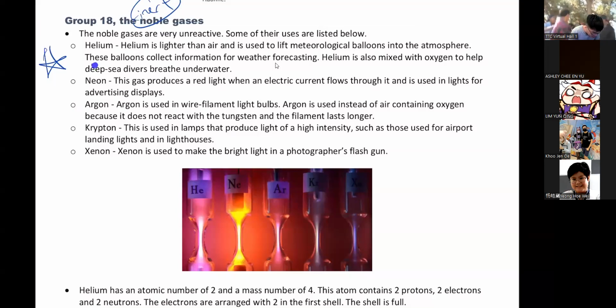So these balloons collect information for weather forecasting. How do they know what weather is coming? How do they know when a hurricane is coming? 他们怎样知道暴风雨要来了呢？就是用这个 helium 咯。So helium is also mixed with oxygen to help deep sea divers breathe underwater. So what is, you know, that oxygen tank?